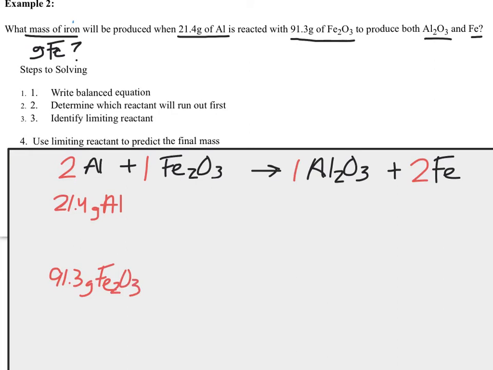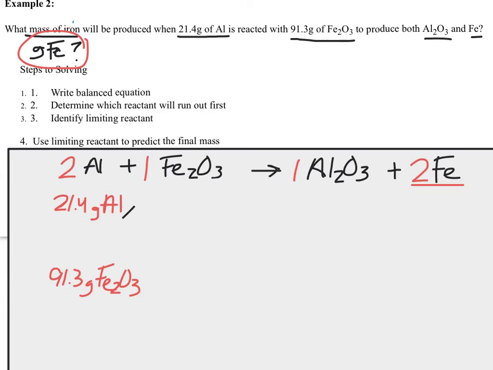Now, because I know I want to eventually solve for grams of iron, I'm going to set both of these equal to grams of iron so that whichever one creates the lowest amount, I know that's the one that runs out first. That would be the limiting reactant. And I would also find out what the total iron would be because you have to use the limiting reactant to determine that. So I'm killing 2 birds with 1 stone in this step.